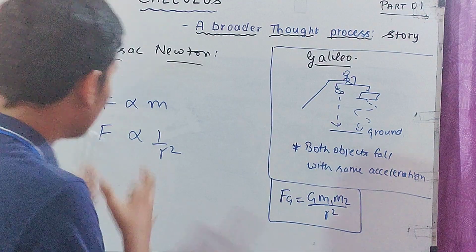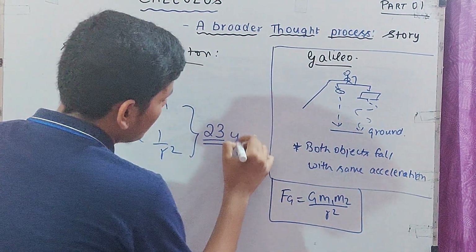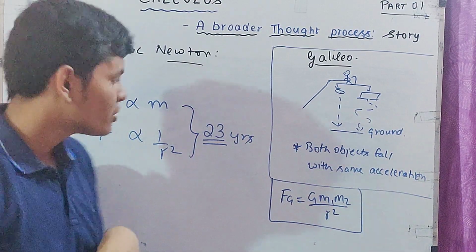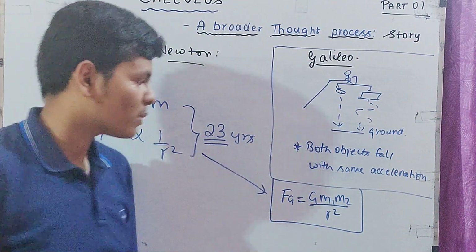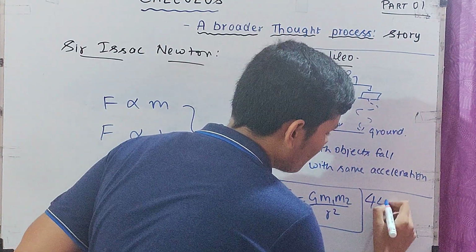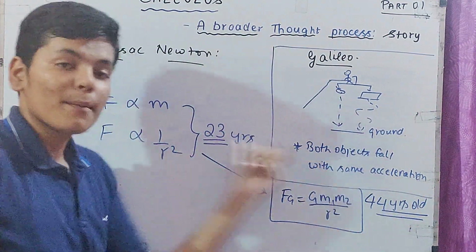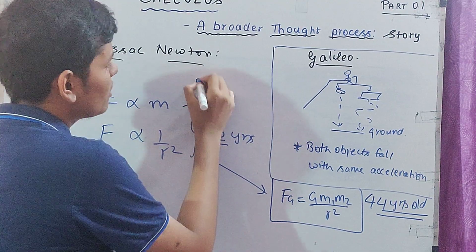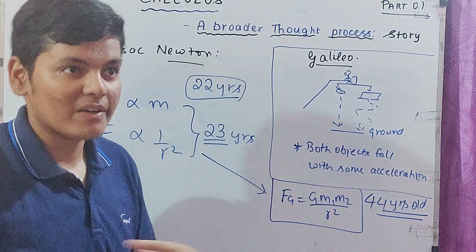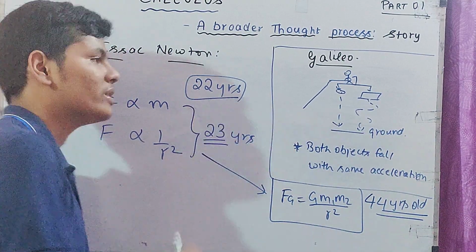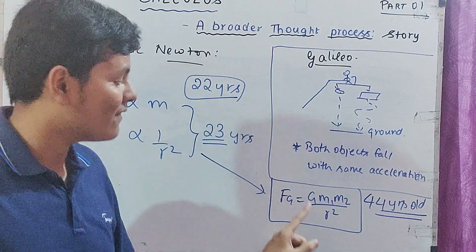The thing is, Isaac Newton discovered this when he was 23 years old. So if he discovered this, he must have given the formula when he was 23 years old. No, this formula came when he was 44 years old. There is a gap of approximately 22 years, which many people approximate to be 25 or 30 years, but it is 22 years. The question is, what was Newton doing these 22 years? It is not like he was finding the value of G.